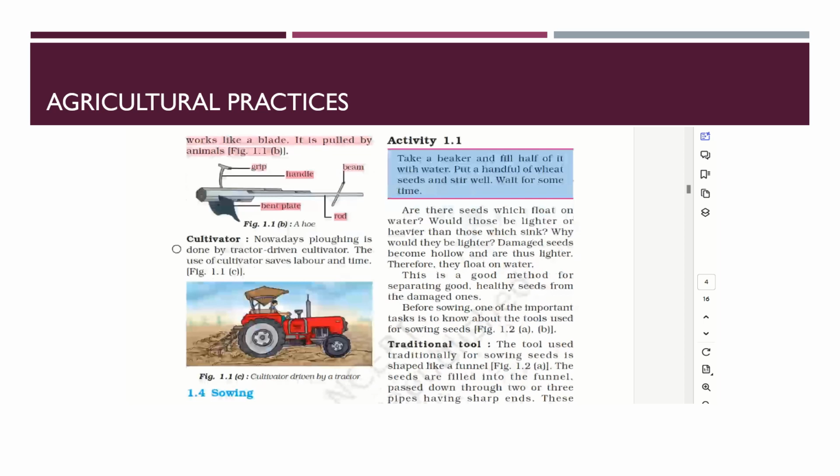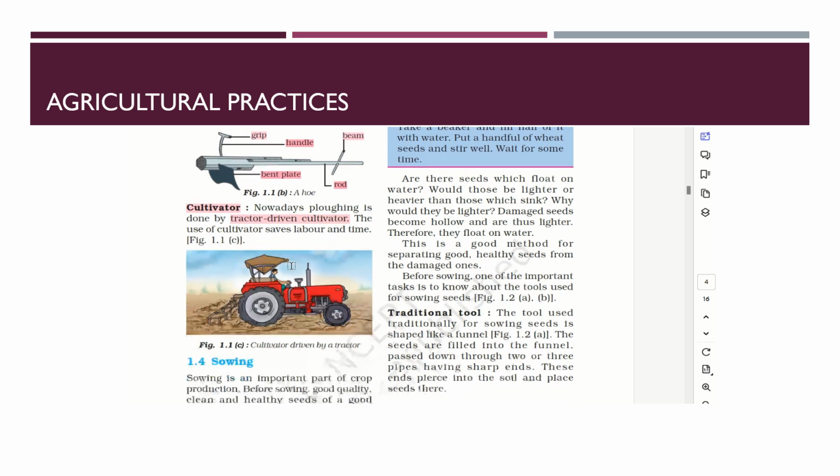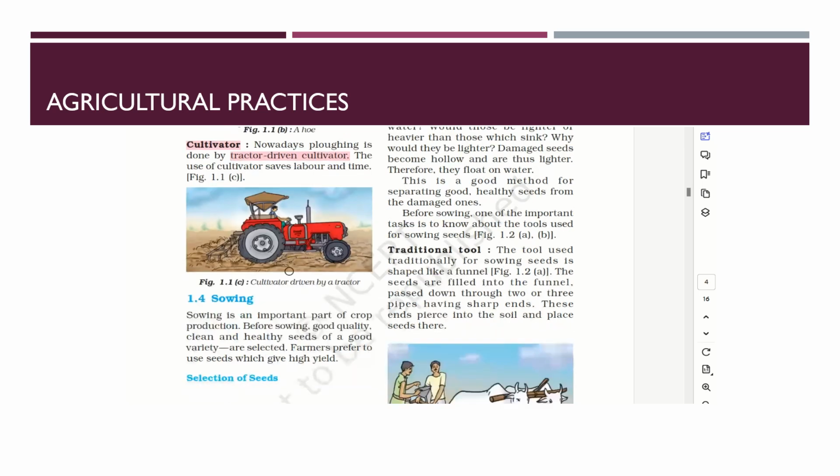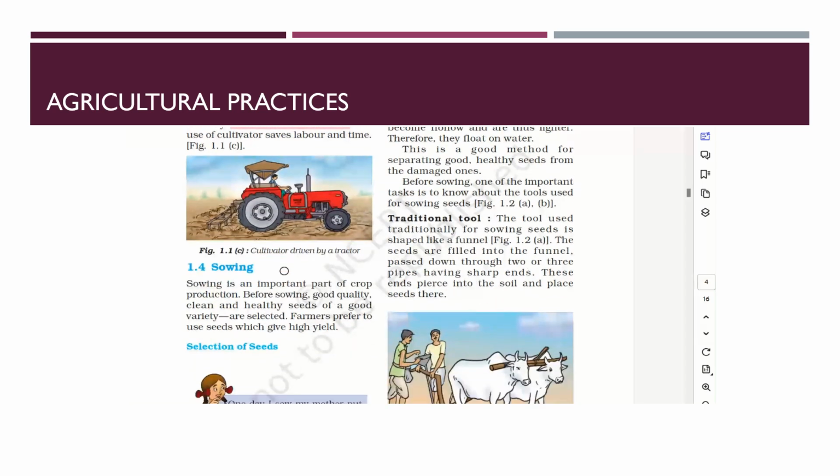Nowadays it is a tractor driven instrument. It is a tractor driven instrument, and the use of cultivator, it saves labor as well as time. Right, so these are the agricultural practices which are used to prepare the ground, leveling the field first. Then comes sowing. So we have told that we should prepare the field by watering, by breaking the crumbs and all.